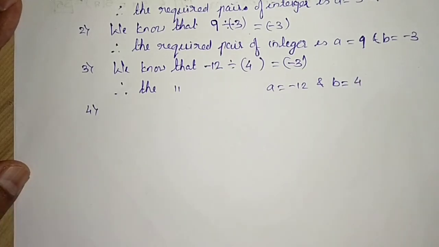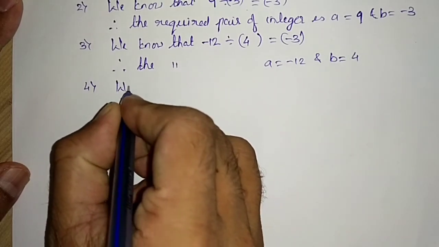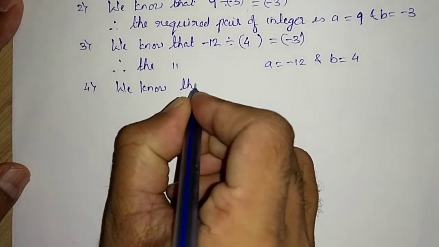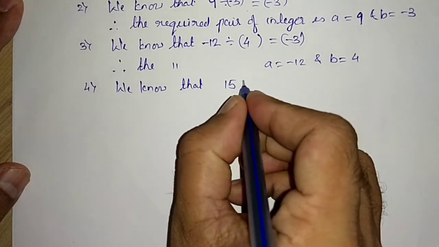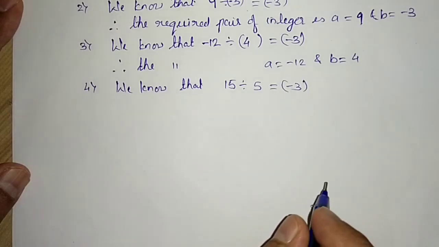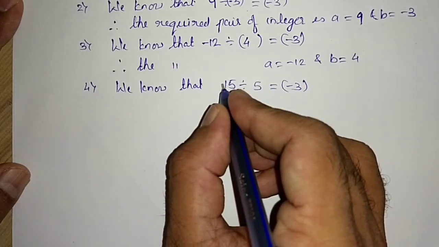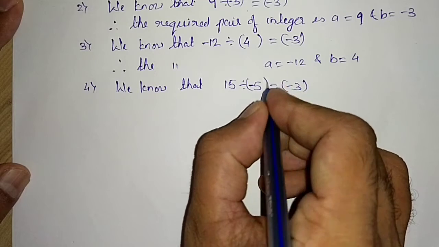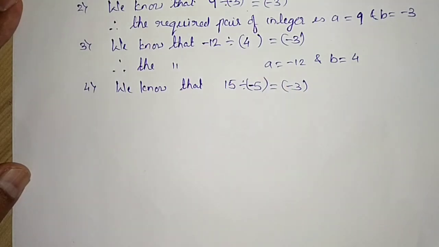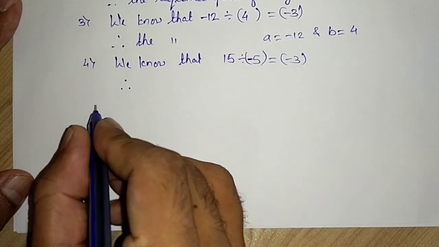Similarly, we will move forward. 3 5's are 15. So we will take 15 now. We will put 15 over here and divide it by 5. 3 5's are 15, we know. So we will take either minus 5 or minus 15, whatever you want. This time I am taking minus 5 so that I get minus 3 as the answer. This line you will write on your own. That is, the required pair of integers is a is equal to 15 and b is equal to minus 5.